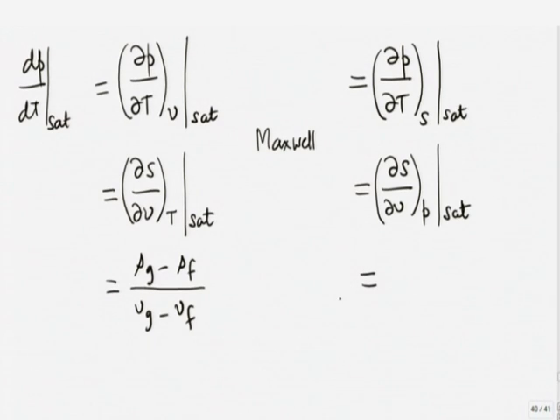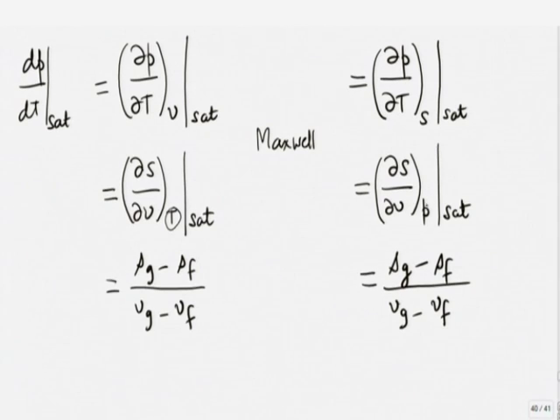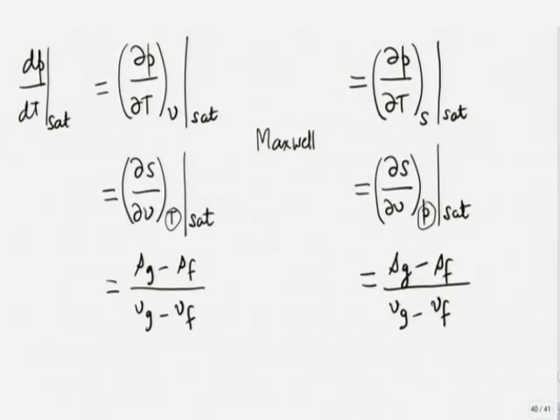And can I write this also to be the same thing? Why? Constant temperature and constant pressure means the same line going from saturated liquid to saturated vapor. So whether it is T or P doesn't matter. S is going to be Sf plus x into Sfg. V is going to be Vf plus x into Vfg. So write this as the partial of S with respect to x divided by the partial of V with respect to x, both at constant T or P, and you will get Sfg by Vfg. This relation is the Clausius-Clapeyron relation.